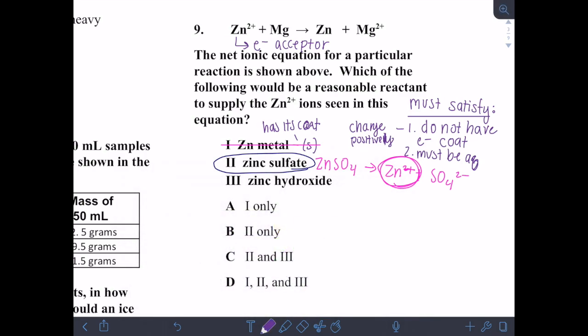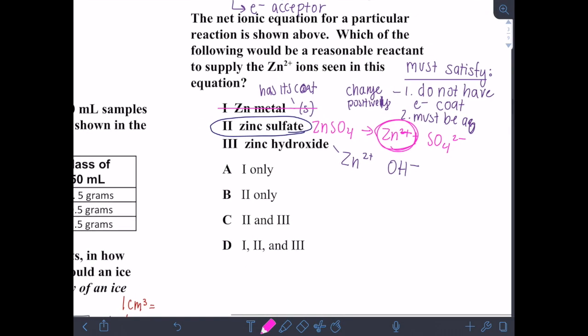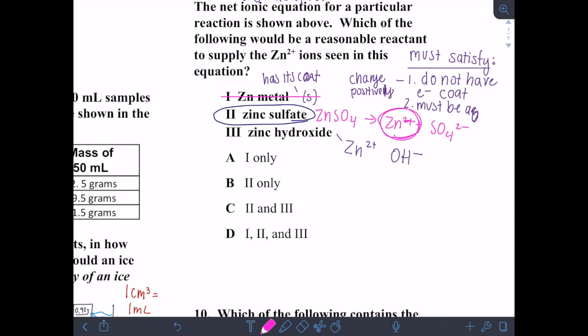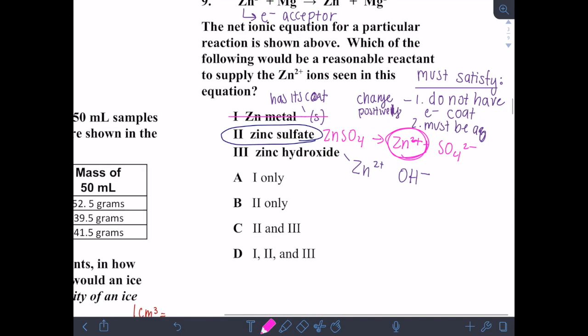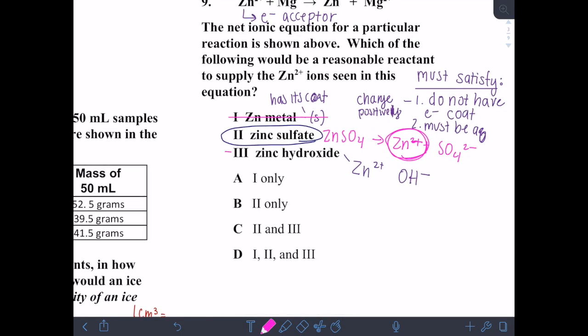Zinc hydroxide is a salt, so that means it's made of zinc 2+ and OH-. However, if you look at your solubility chart, zinc hydroxide is not soluble in water. That means if you put it into water, it's just going to be solid, sitting in the solution, not interacting with the metal, and therefore it is not a good choice as a supply of zinc 2+ ions. Therefore, the answer is B.